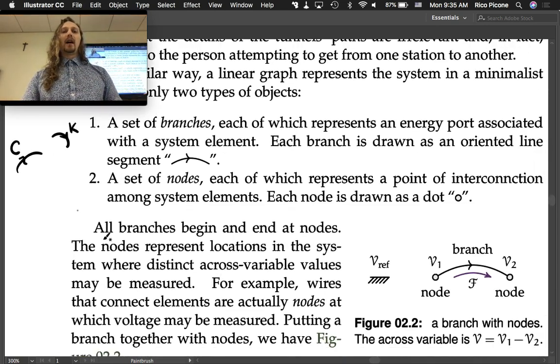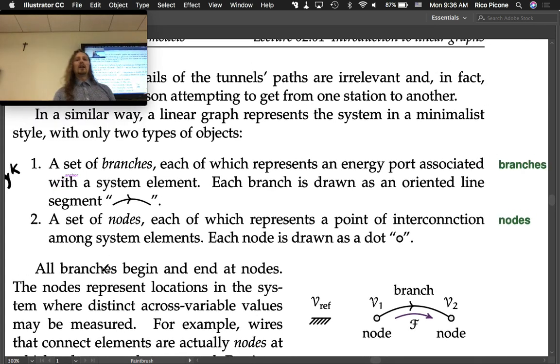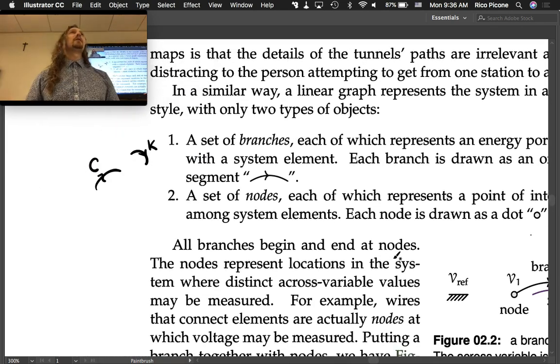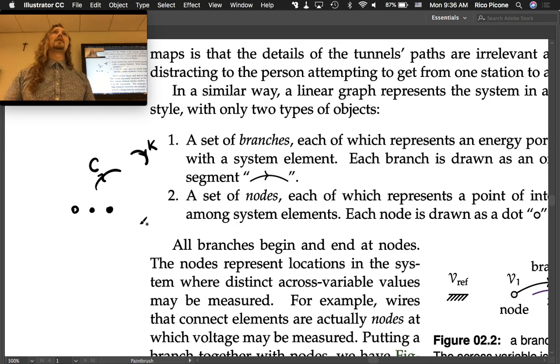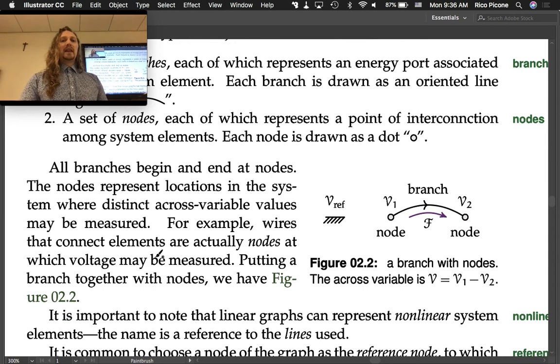And then the second object that we'll use is a node. A set of nodes, each of which represents a point of interconnection among system elements. Each node is drawn as a dot. My dot's kind of fancy with a circle and stuff. It doesn't have to be. It can be a circle or it can just be a dot. Usually it's something that you can see, some sort of substantial point. All branches begin and end at nodes. The nodes represent locations in the system where distinct across variable values may be measured.